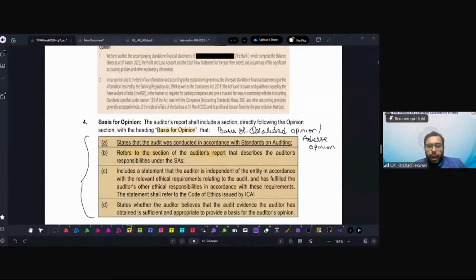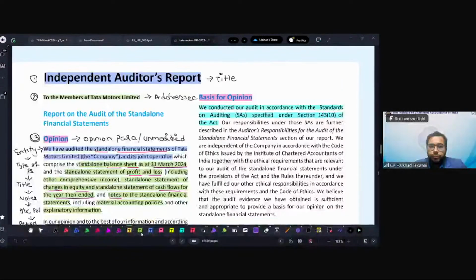About the responsibility under the SA that you are required to mention in your audit report, and that has been mentioned. See, our responsibility under those SAs are further described in the auditor responsibility for the audit of standalone financial statement section of the report. So referring to the section.